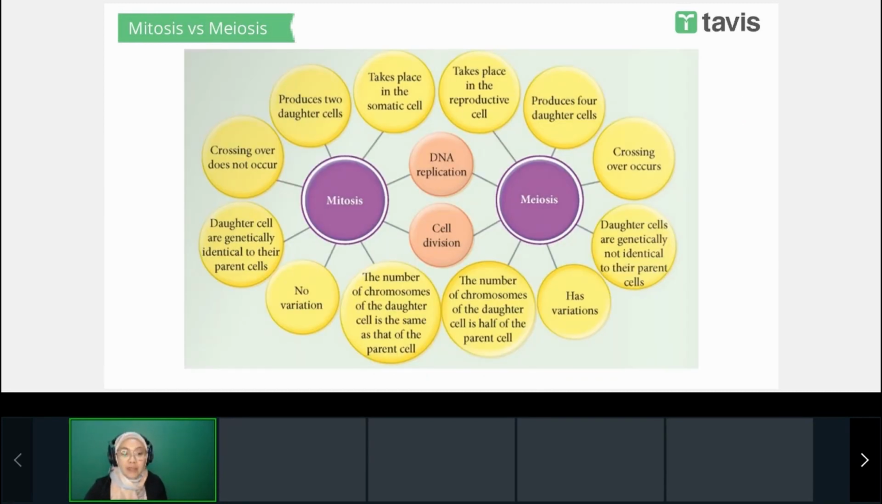Now let's go to a table where we can see the differences and similarities clearly. The one in the middle: the similarities between mitosis and meiosis are that both undergo DNA replication, and both are a form of cell division. What makes them different? I keep repeating that mitosis happens in somatic cells. Meiosis happens in reproductive cells. Mitosis produces two daughter cells, while meiosis produces four daughter cells.